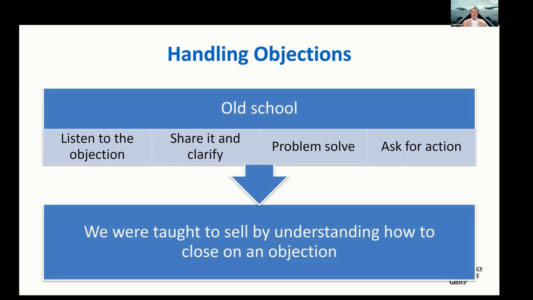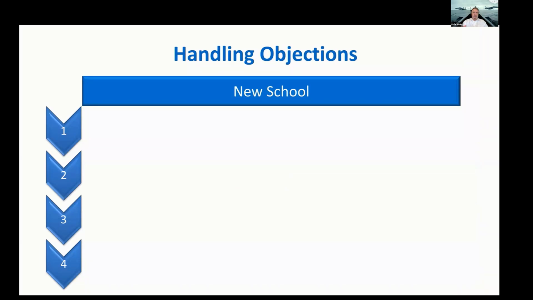Well, this really doesn't work in today's environment. The marketplace is much more sophisticated. We're selling to more millennials and a different mindset. The sales process had to change with the times, and we have to come in with a different approach. The approach that we come in with is we look at how we handle objections today.